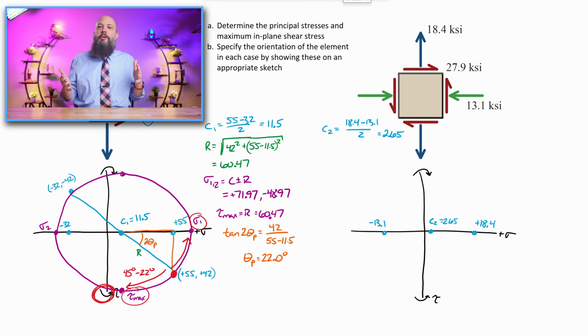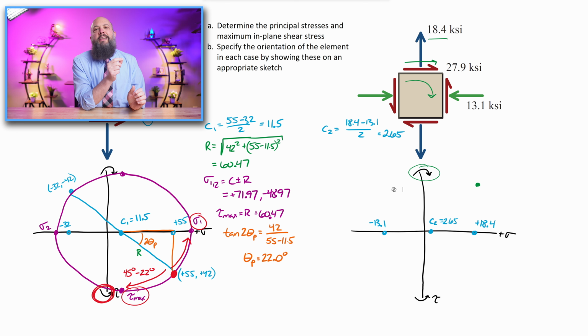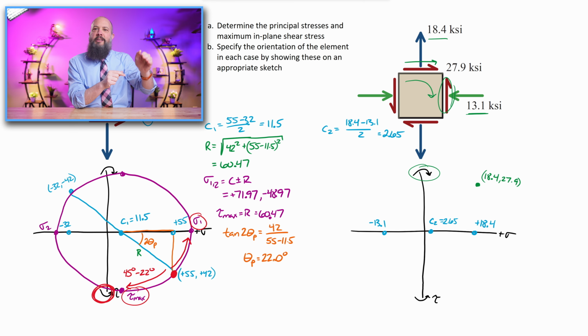Now we're going to label our 2 points on Mohr's circle that we're going to need in order to solve for the radius. So the 18.4 has its surface shear pointing to the right, which is clockwise, which on Mohr's circle, clockwise shear is above the axis. So I'm going over 18.4 up to 27.9.